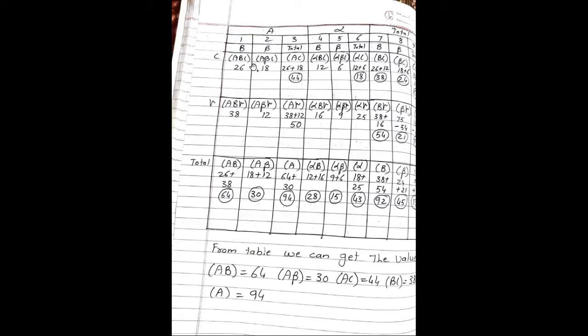Then we can consider 26 plus 38 is equal to 64. That is nothing but frequency of AB. 18 plus 12 is equal to 30, which is frequency of A beta. And frequency of class A can be calculated as 64 plus 30, that is nothing but 94. Then alpha B can be calculated as 12 plus 16 is equal to 28. 6 plus 9 is equal to 15. That is alpha beta. And total of alpha can be considered as 18 plus 25.